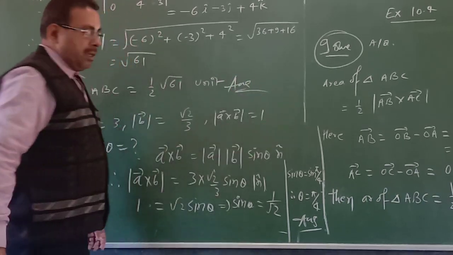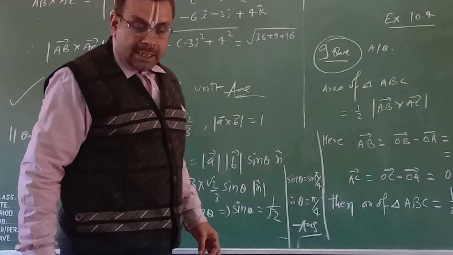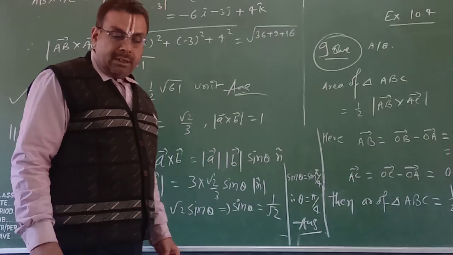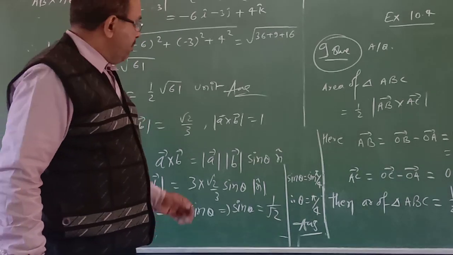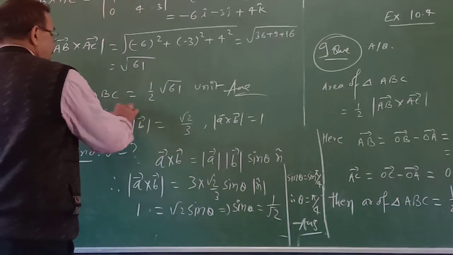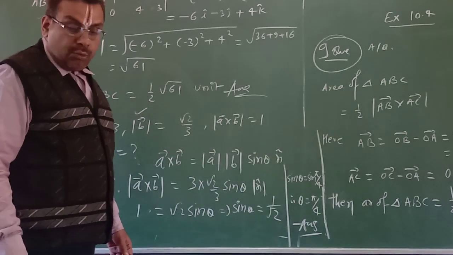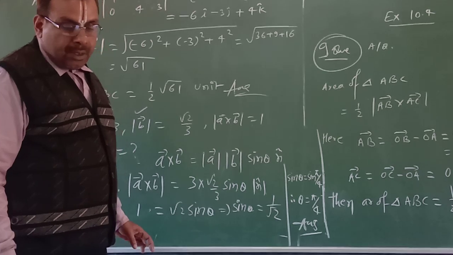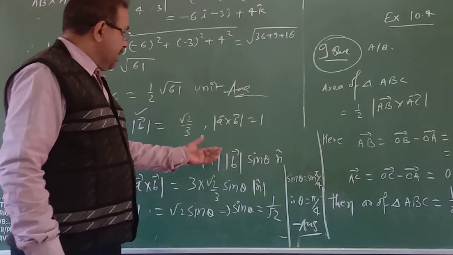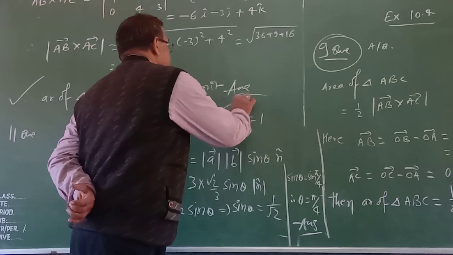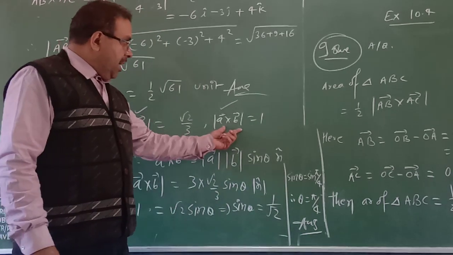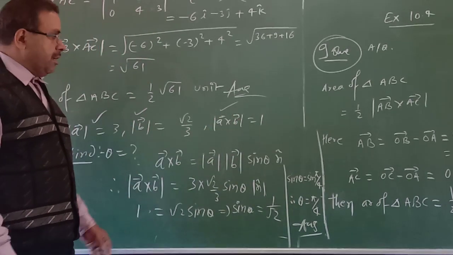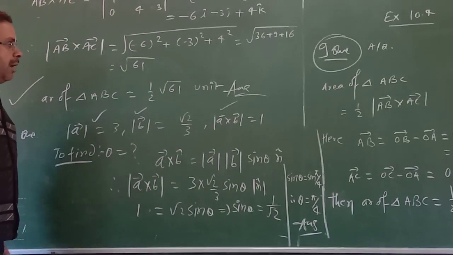Now see the last question of this exercise, it means second last. Question number 11. We are given vector A and vector B such that magnitude of A is equal to 3 and magnitude of B is equal to root over 2 by 3, and we are given that A cross B is a unit vector. Then find theta between vector A and vector B. Unit vector means magnitude of A cross B is 1, by the basic definition that a unit vector has magnitude 1.